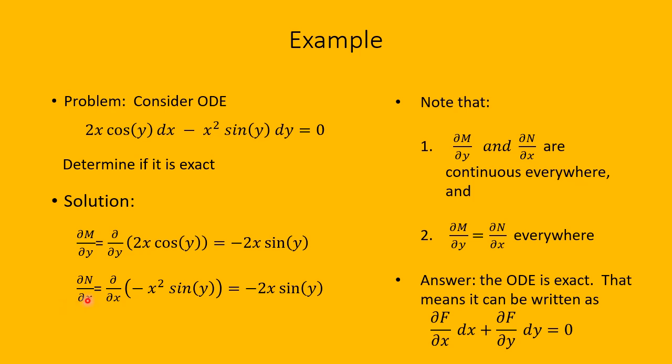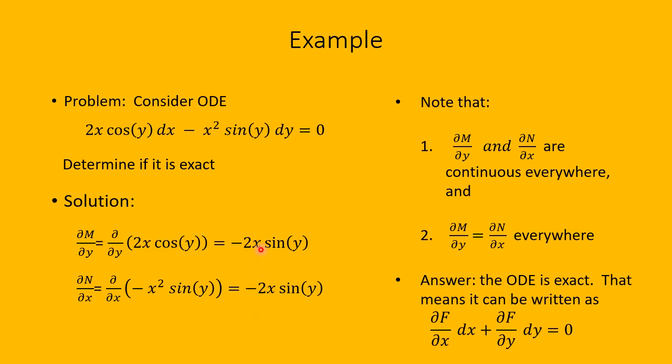Also, the partial of n with respect to x is the partial derivative with respect to x of minus x squared sine y. When we differentiate this with respect to x, we're treating sine y as just a constant. So we have this constant sine y times the derivative with respect to x of minus x squared, which is minus 2x.